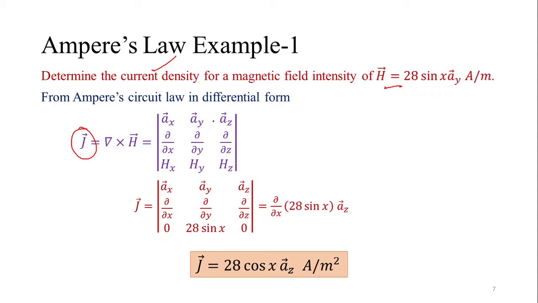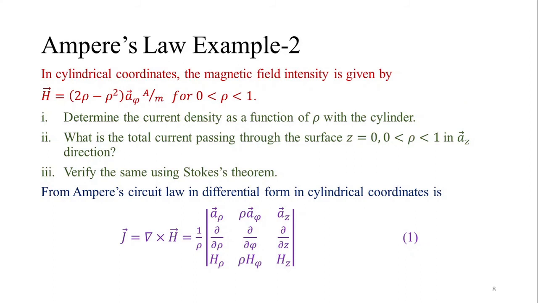So Ax, Ay, Az; dou by dou x, dou by dou y, dou by dou z; Hx, Hy, Hz. Just substitute the values. Here it is having only Ay component, so the remaining are 0. It is 28 sin x. So if we expand this, you will get 28 cos x Az amperes per meter square.